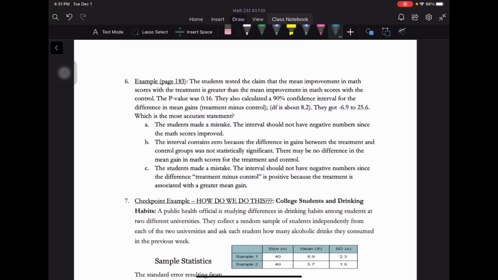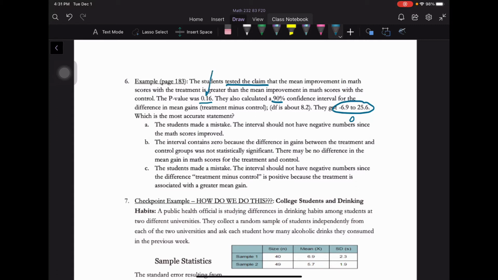Example 6 on page 183. We want to know which statement is the most accurate. Here we have students who tested a claim that the mean improvement in math scores for the treatment was greater than that for the control, and the p-value is 0.16. They also calculated a 90% confidence interval. In our confidence interval, we got negative 6.9 to 25.6. Just like I previously said, 0 is in this interval, so there is not a difference between the improvement scores of the two different groups.